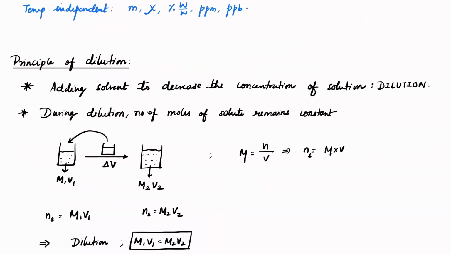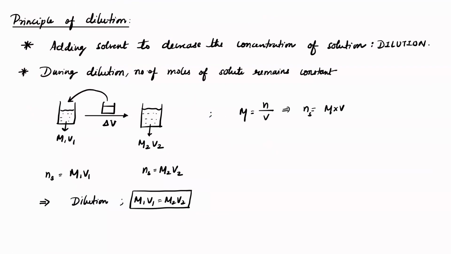Well, next. Let us understand the principle of dilution. If you add a solvent to decrease the concentration of the solution, that phenomenon is called dilution. You're not adding solute, mind you, we are only adding solvent. So during dilution, the number of moles of solute remains the same.